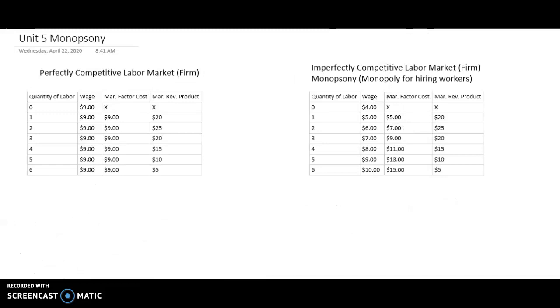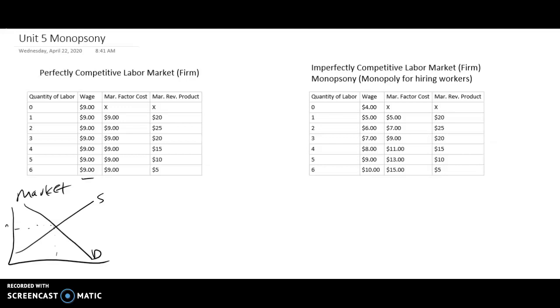When it comes to comparing these two, what we can see is that a perfectly competitive firm has the wage set by the market, and it's $9. And so we've seen this by saying this is the market, this is the supply of labor and the demand for labor in the market, and in this context, that's $9 set by the market. And then this is the quantity of labor. And this firm right here takes that wage. They're a wage taker. This is the $9 wage that they have to pay everybody. So this is the supply, which equals the marginal factor cost for that firm.